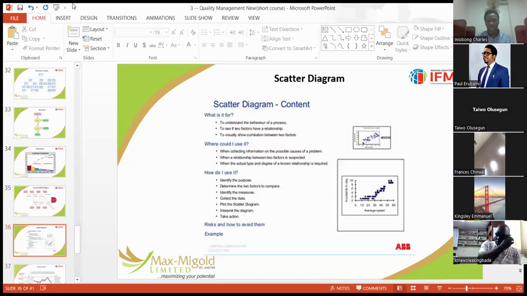Now we have the scatter diagram. The scatter diagram is used to compare two variables. When you are dealing with two variables, you use a scatter diagram to compare. And as you are plotting the graph, it will show you what variable you can adopt. It helps you to decide on a particular variable to adopt.